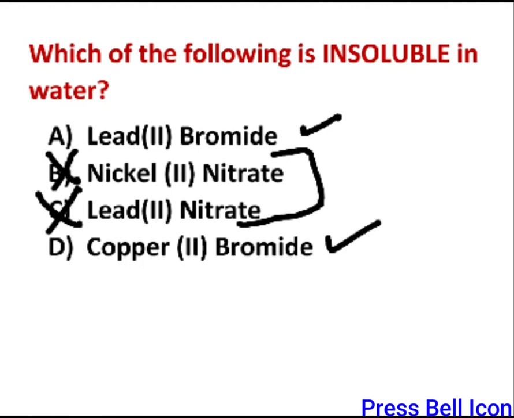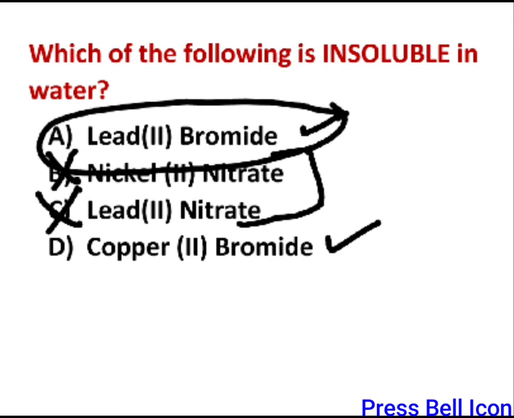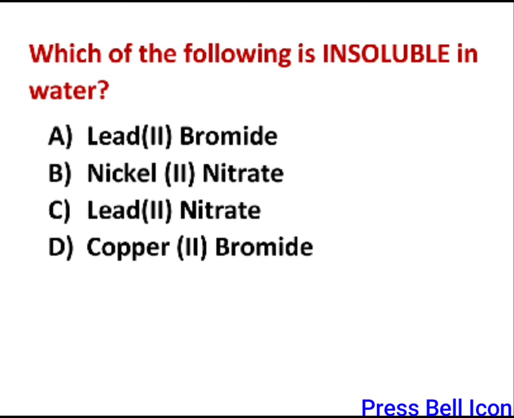So we are left with two, lead bromide and copper bromide. Now in this case, copper bromide is soluble. If you remember, you can scroll back and check the previous portion of this video where you can see there is an exception with reference to silver, lead and mercury for bromides. So that means lead bromide is insoluble in water. So your correct option is option number A. I hope the concept is clear to you. If any such type of question comes in your exam, I am very confident that you will be in a position to attempt it correctly. Thank you for watching.